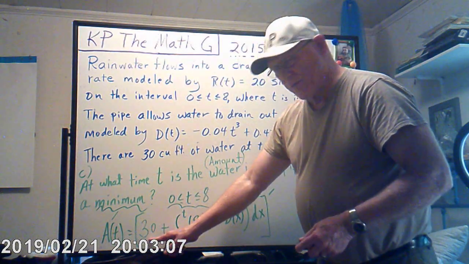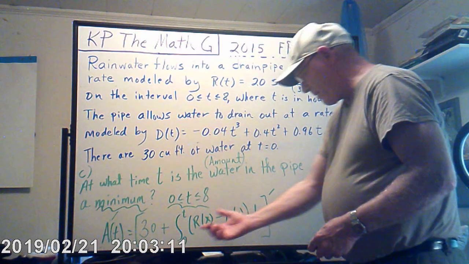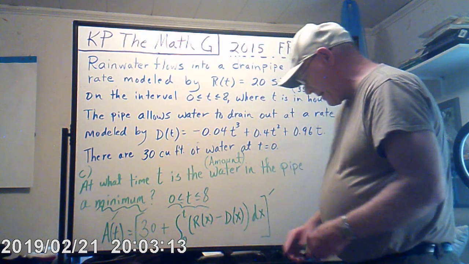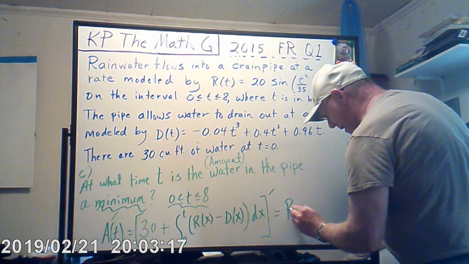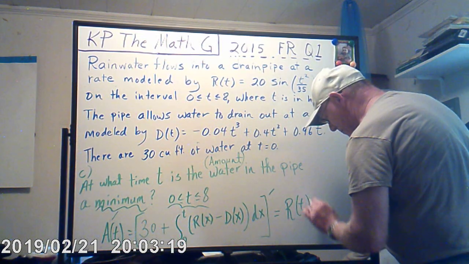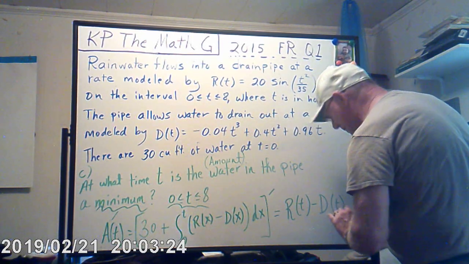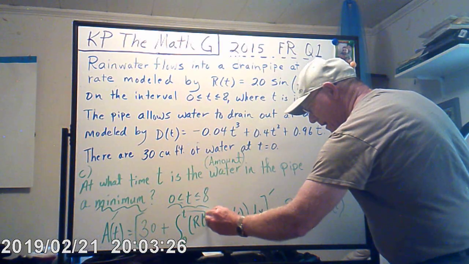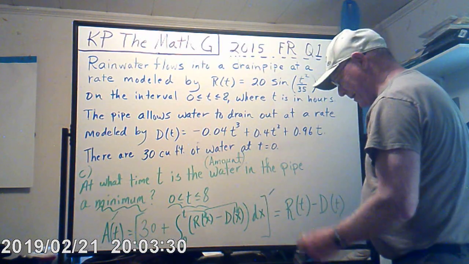Well, the derivative of 30 is 0. And remember that by the fundamental theorem of calculus, all you're doing here is simply saying R of T minus D of T. All you're doing is substituting the T in place of both x's here, and that's basically it.